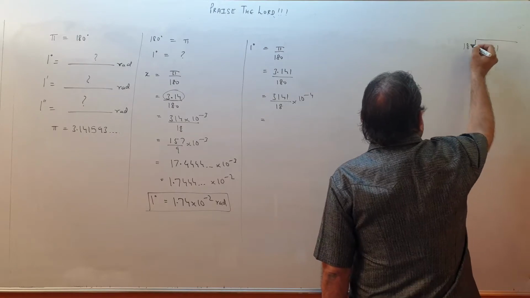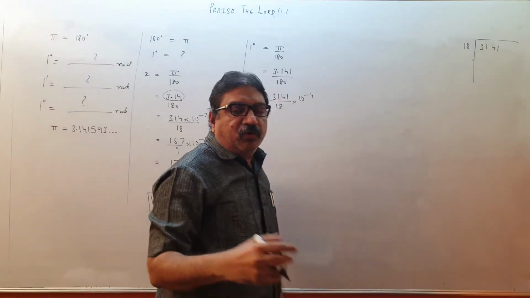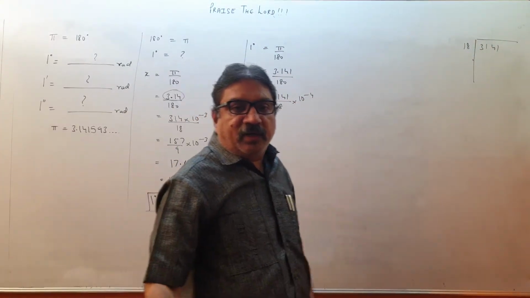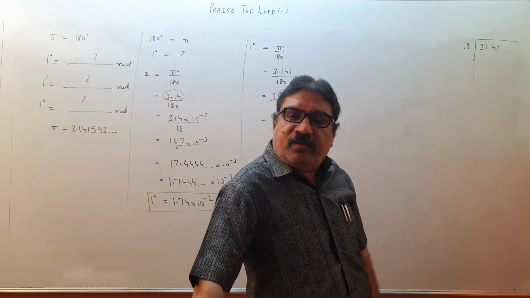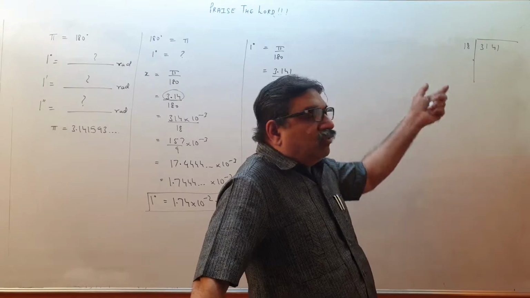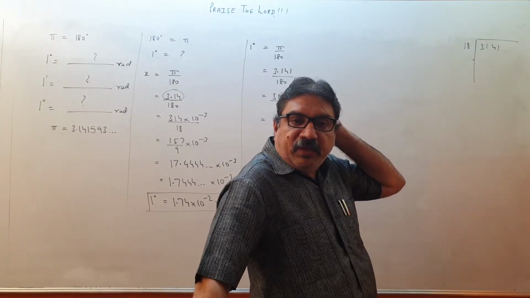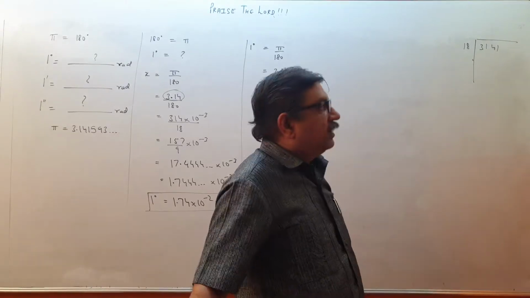3141 upon 18. See children, all state board students are allowed a calculator, an ordinary calculator, not a scientific one. But CBSE students are not allowed the calculator. They have to do each and every multiplication and division manually. Therefore, I am showing you how to do it.